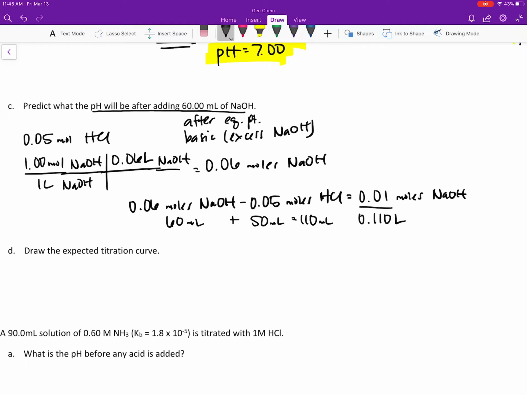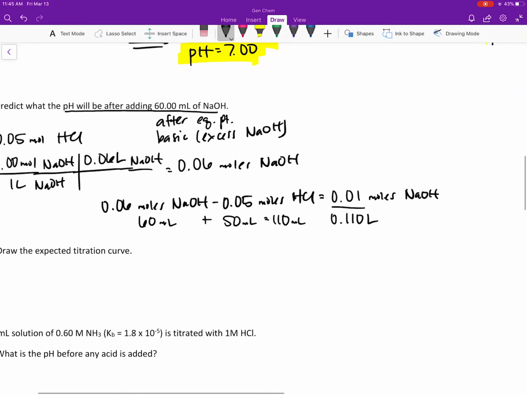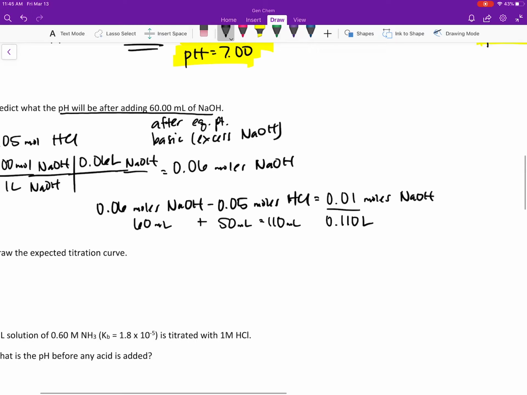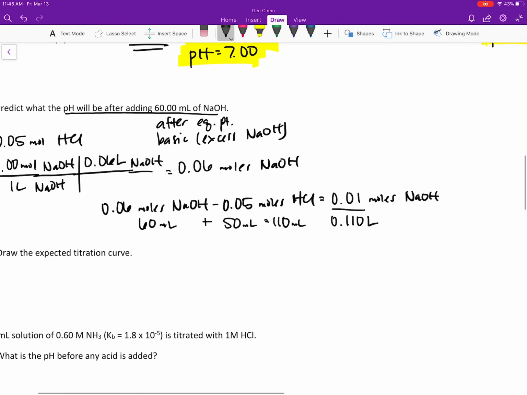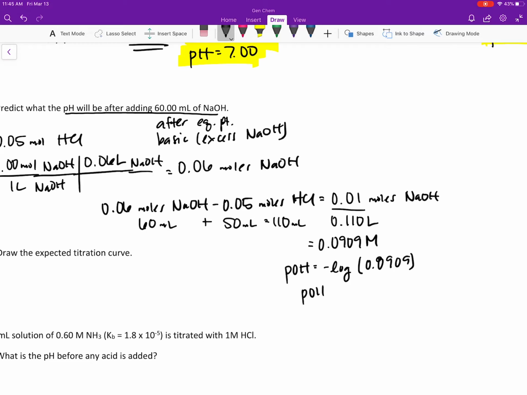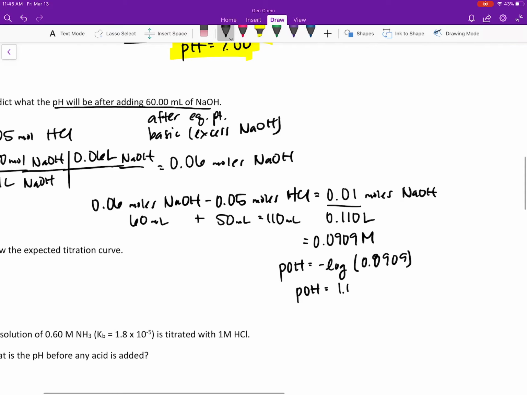I'm going to divide. And I get a new, I did that wrong, 0.01 divided by 0.110. Okay, there we go, got the right number. Gives me a new molarity of 0.0909 molarity. But this will give me pOH because it's excess base at this point. So pOH is equal to 1.04.